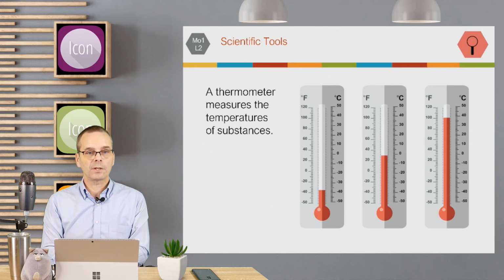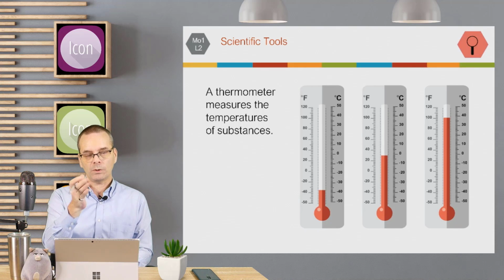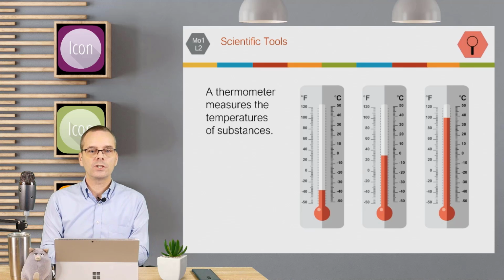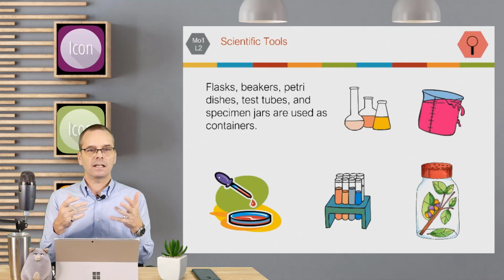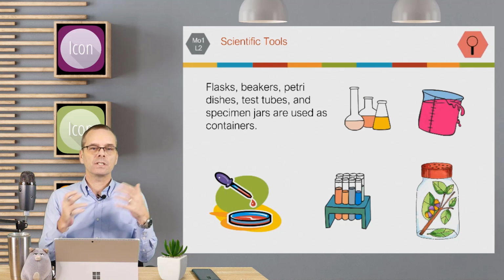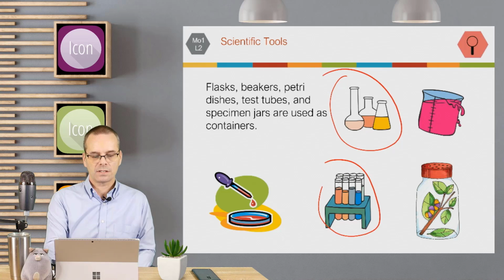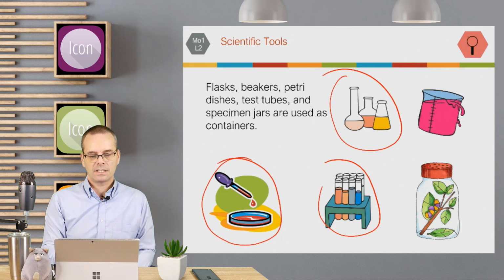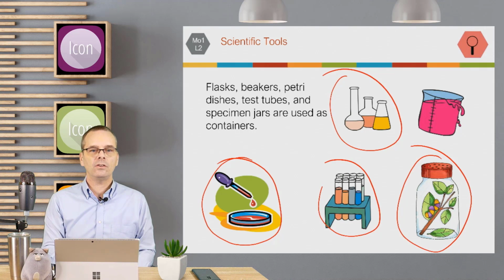You also will use thermometers. Obviously, thermometers measure temperature, either in Celsius, which is probably what you will use, or in Fahrenheit, which is another way. There's also a third way that scientists measure temperature. You also will use some basic science equipment, like flasks and beakers and petri dishes and test tubes, etc. So you have test tubes, beakers, petri dishes, specimen jars, etc. All these will be used in your science class. Just be careful with them.